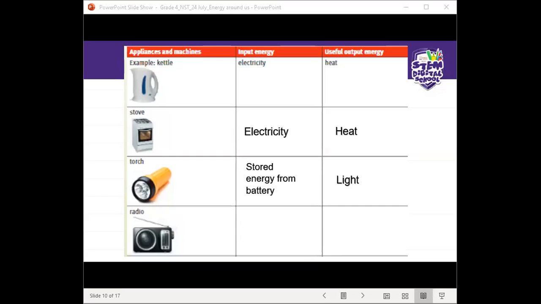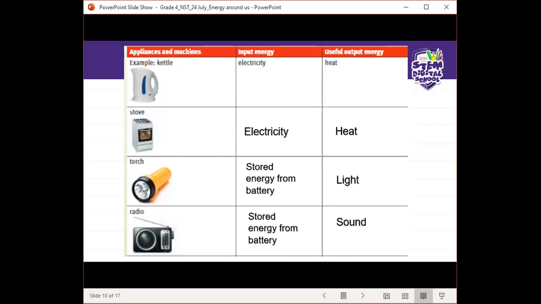Remember, guys, you can also use the group chat now to send through your answers. Okay, so Sia says the stored energy from battery. Guys, I want to see everyone participating. It would be nice. Thank you. Okay, right, let's see the answer. Sia says the output is sound. All right, thank you very much, Sia.